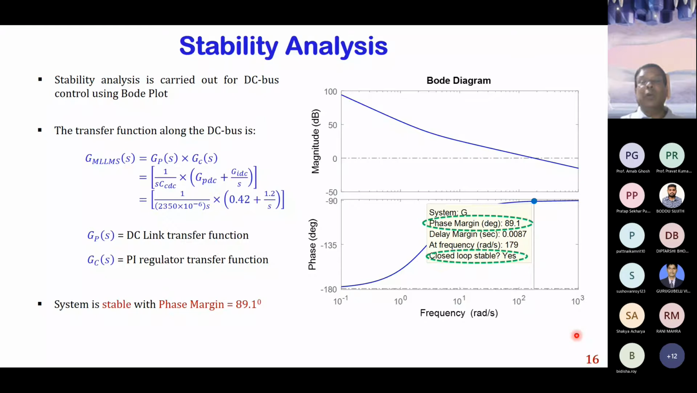To ensure the stability of this controller, we plot the Bode diagram. This is the DC bus transfer function, and this is the PI controller, just now I said. This is the feed forward path with the PI, and this is the DC link transfer function and the PI regulator transfer function. After plotting the Bode plot, we could see that the phase margin is 89.1 degrees and it is positive. Therefore the system is stable.